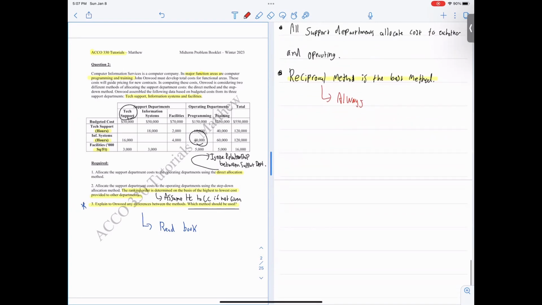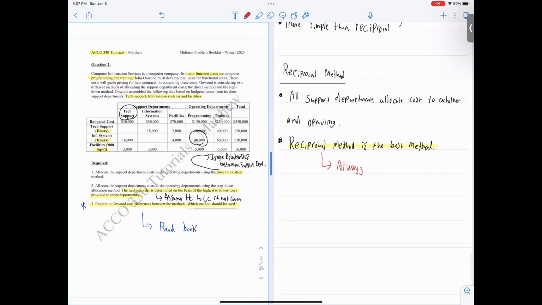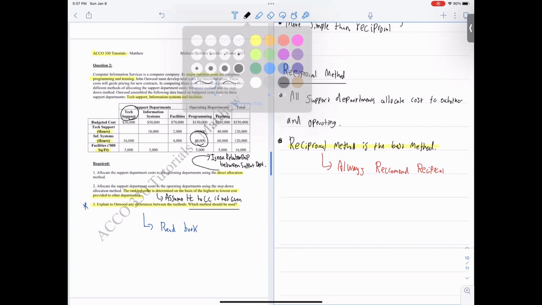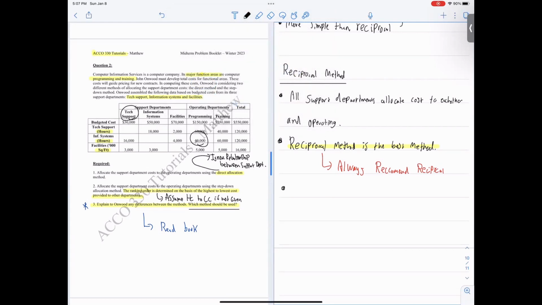So let me actually just not get too ahead of myself here. Let's write this. Always recommend this method. Okay, always recommend reciprocal. Okay, now in the textbook, guys, it literally says this if you read it. Reciprocal is the best method. Why? Because it reflects, I love this word here, reflects the economic reality.